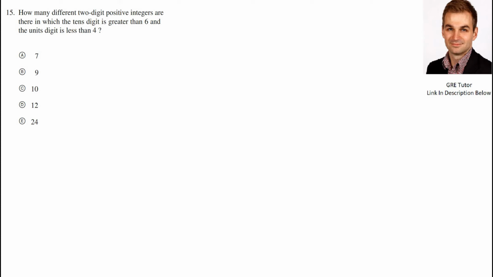Okay, so it says how many different 2-digit positive integers are there in which the tens digit is greater than 6 and the units digit is less than 4. Alright, so we're looking for a 2-digit number. What do we know about a 2-digit number? The tens digit is greater than 6. Both of these numbers can be anything. This can be anything from 1 to 9, generally here. This can be anything from 0 to 9.